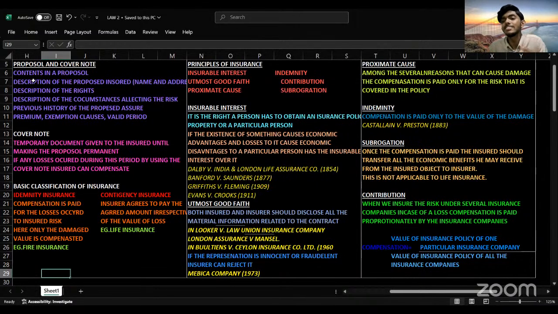Then what is insurance? It's an agreement between you and the insurance company whereby you agree to pay the premium. You say, okay, I'll pay the premium. The insurance company agrees to pay the compensation, which means the amount of refund they give you to reinstate your damaged property to the original state.